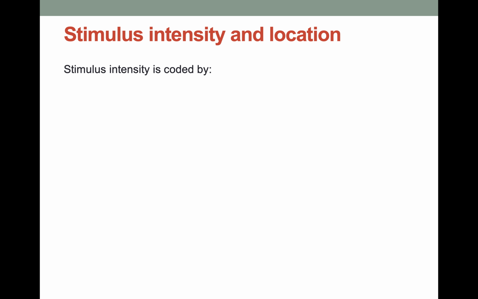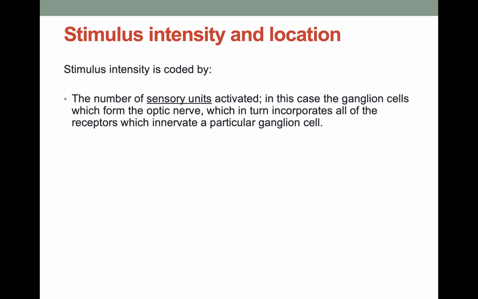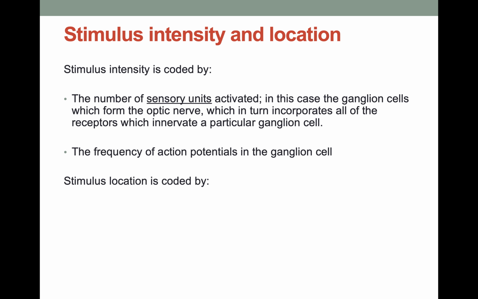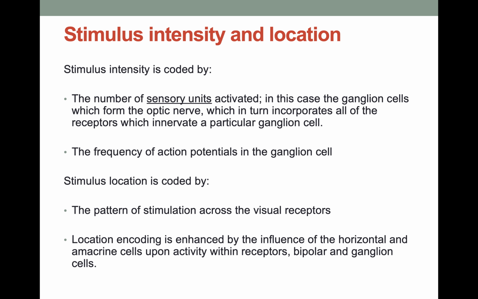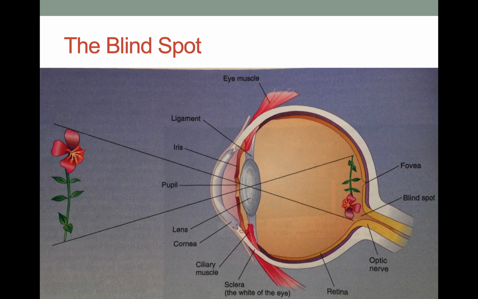The stimulus intensity is coded by the number of sensory units activated, in this case the ganglion cells which form the optic nerve, which in turn incorporates all of the receptors which innervate a particular ganglion cell. And stimulus intensity is coded by the frequency of action potentials in the ganglion cells. Now, stimulus location, as we've already seen, is coded by the pattern of stimulation across the visual receptors, and location encoding is enhanced by the influence of the horizontal and amacrine cells upon activity within receptors, bipolar and ganglion cells.